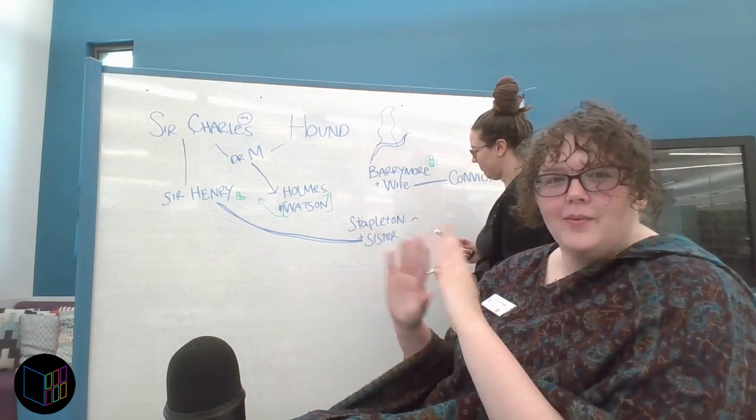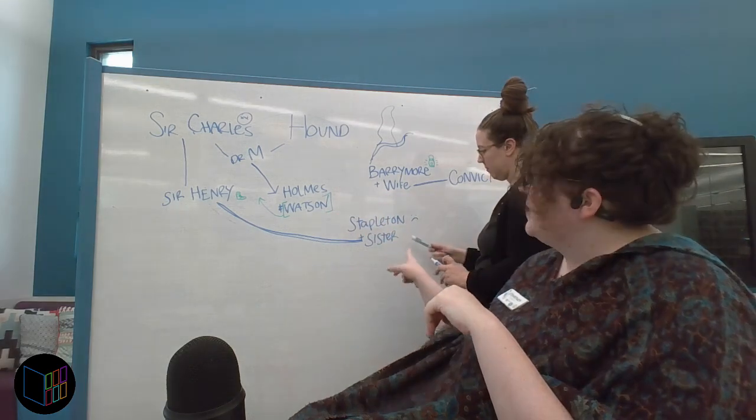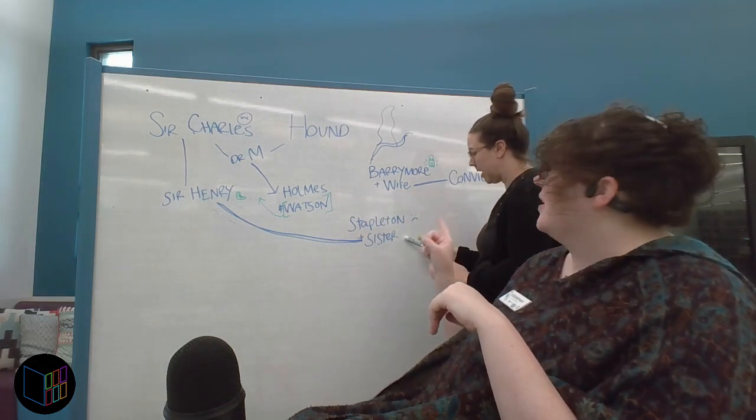So it's all very, what's up with that? But Sir Henry tries to propose to Miss Stapleton, and tries to kiss her.